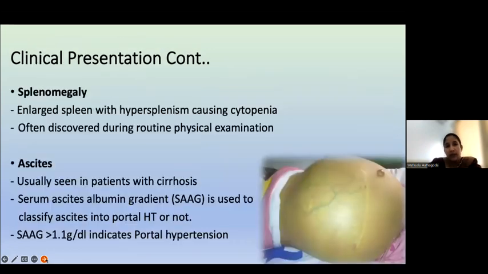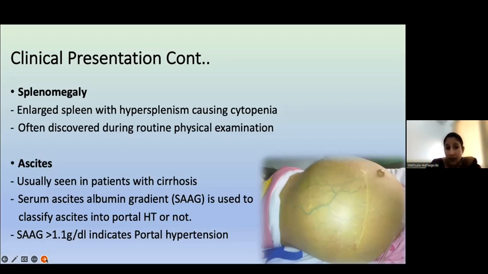Apart from that, they can present with splenomegaly. Sometimes the spleen enlarges to the extent of hyperactivity, so then you would see hypersplenism causing cytopenia. So most of the time, they will go through so many investigations. They might undergo bone marrow examination, thinking of a possible malignancy because of this persistent cytopenia due to hypersplenism.